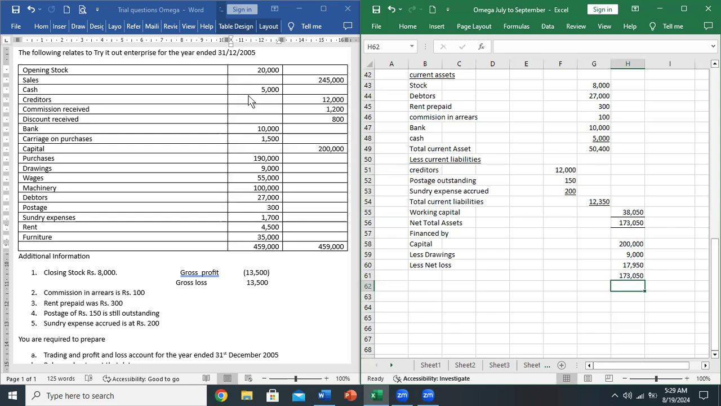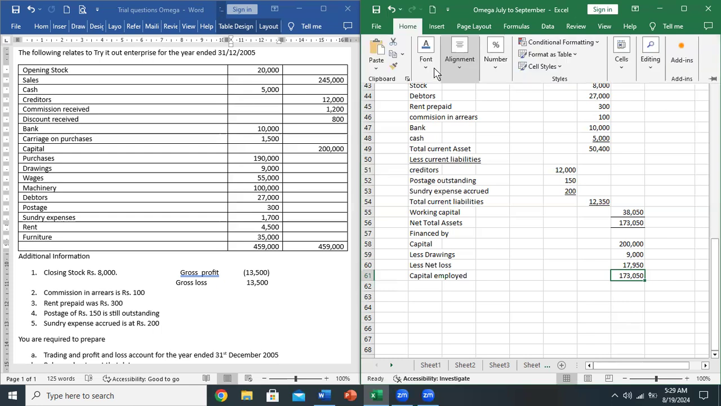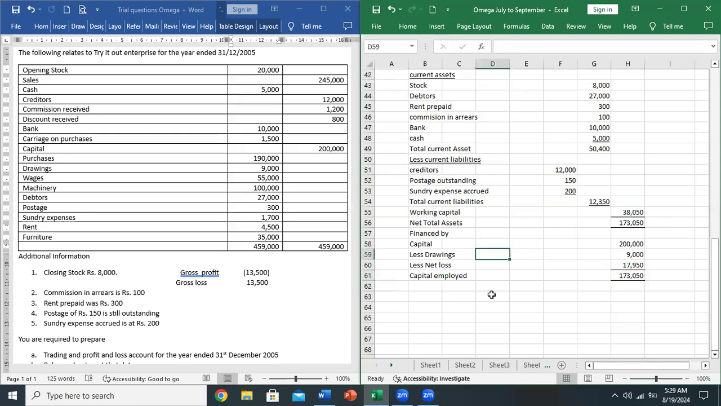In this question, you don't see any loan. Okay, when you check the credit side, because liabilities have credit balances, you don't see any loan. So this question has no long-term liability. Hence, what you get after adjusting the drawings and the net loss will be the capital employed. And the capital employed should always be equal to the net total asset. In this case, we had it equal. And that ends the requirement for this question.